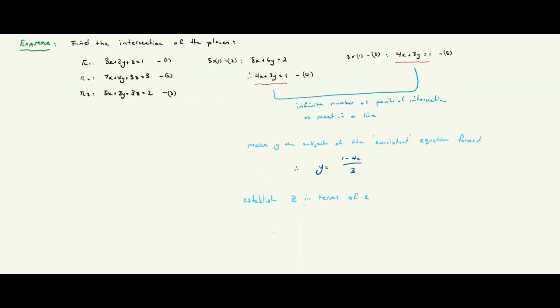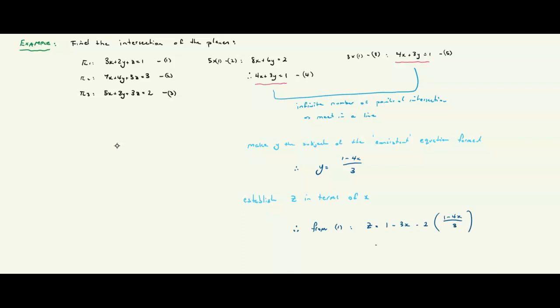So I've got y as the subject, so I've got y in terms of x. Now I want to get z in terms of x, and I'll get that by substituting this y into equation 1, because that's where I've got a single z. So from 1, z is equal to 1 minus 3x minus twice this value of y, 1 minus 4x over 3. Y equals 1 minus 4x over 3, so I write that.